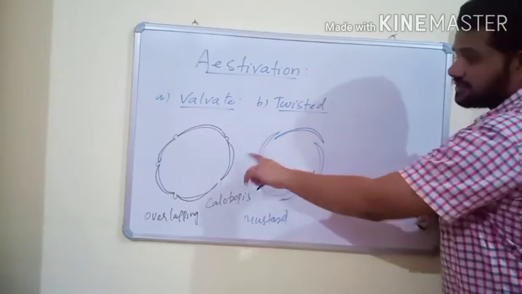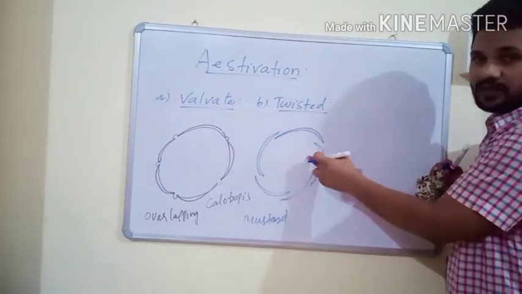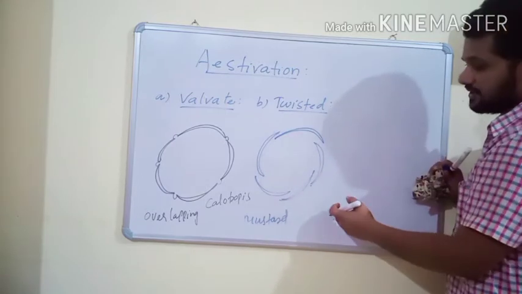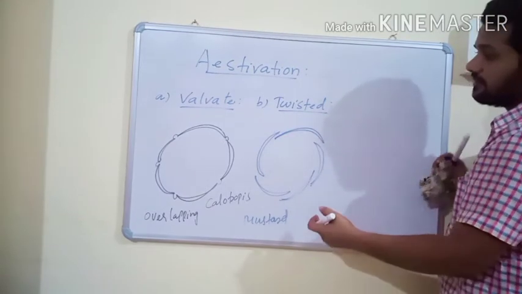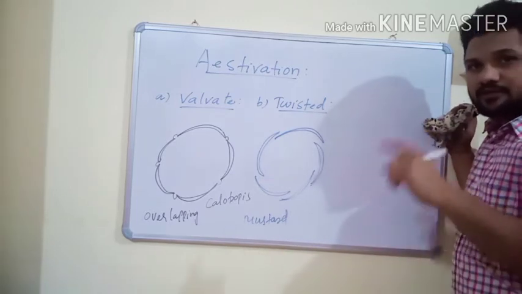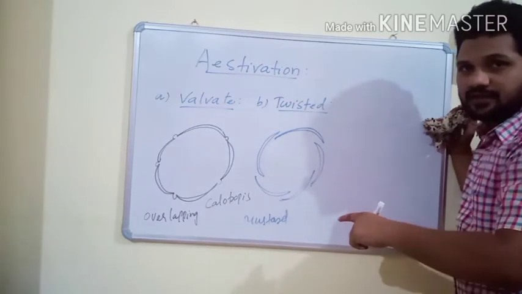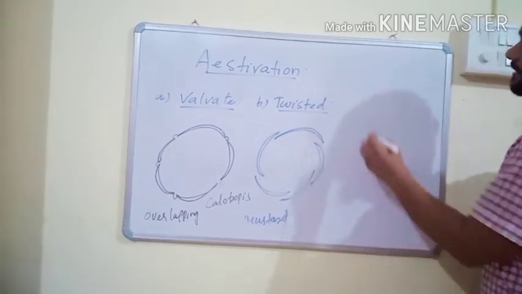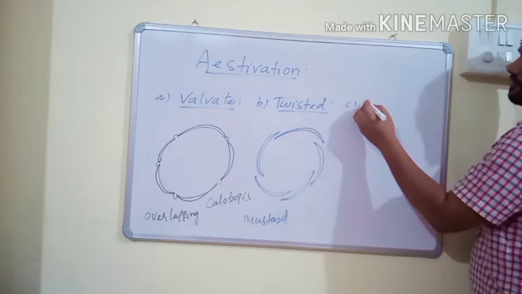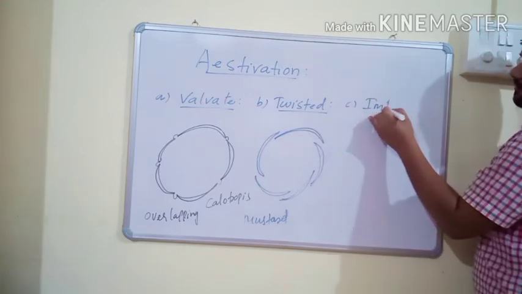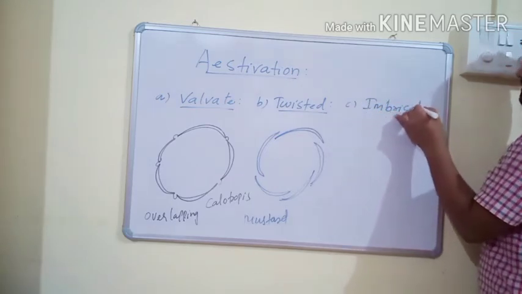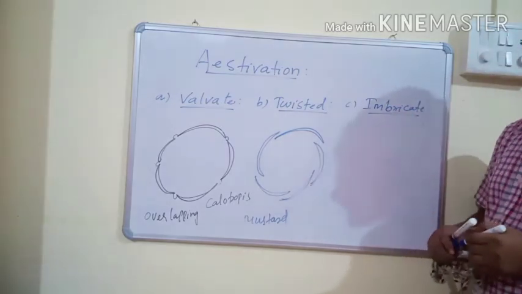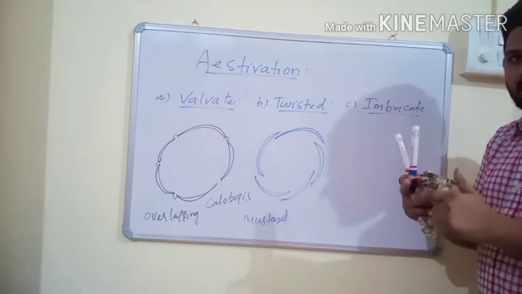In valvate estivation, there is no overlapping. Here overlapping is present, but all sepals or petals regularly overlap with each other. So when they regularly overlap, one margin of all petals is outside and the other margin of all the petals is inside. And the third one is imbricate estivation. In imbricate estivation, all the sepals or petals irregularly overlap with each other.